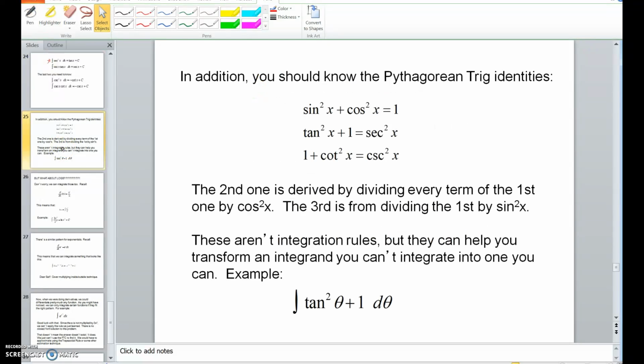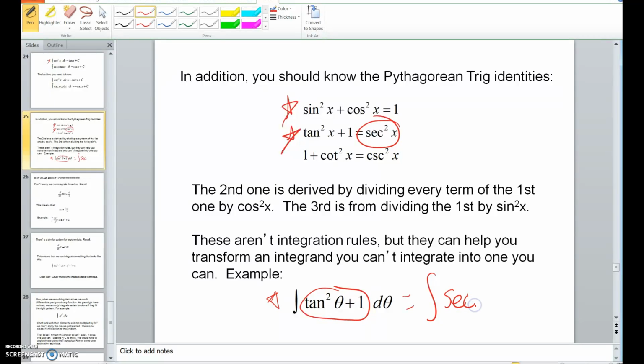Just a quick shout out to the Pythagorean trig identities that are listed here. These are not integration or antiderivative rules. However, we can use these to turn an integral that we don't know how to do into one that we do know how to do. So here's an example down at the bottom of the screen. I don't really know what the integral of tangent squared is, but if I replace tan squared theta plus 1 with secant squared theta, which I can do because that's a trig identity, tan squared theta plus 1 is the same thing as secant squared theta. It's the second identity up here.